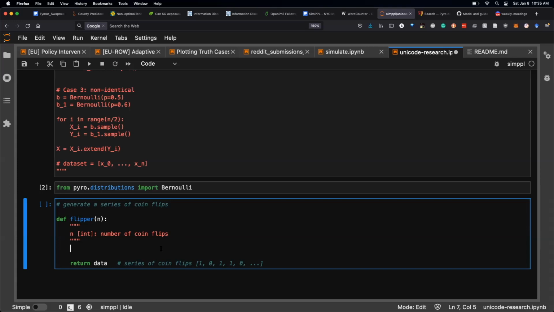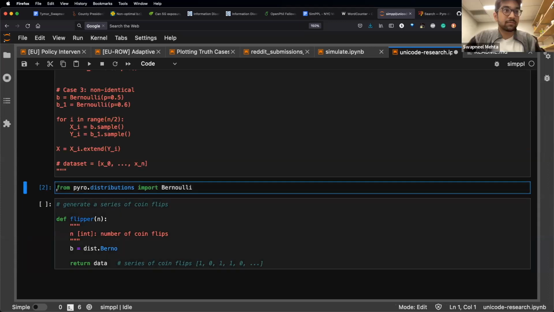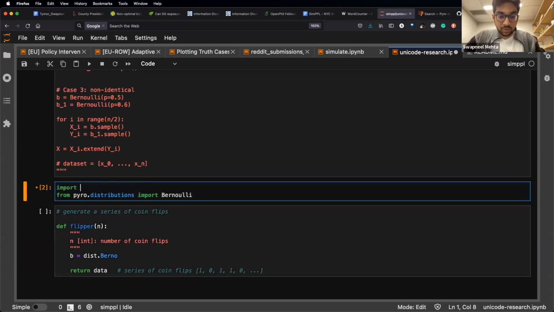Initialize your distribution, like with some probability value. I think I have called directly Bernoulli. My bad. Import Pyro.